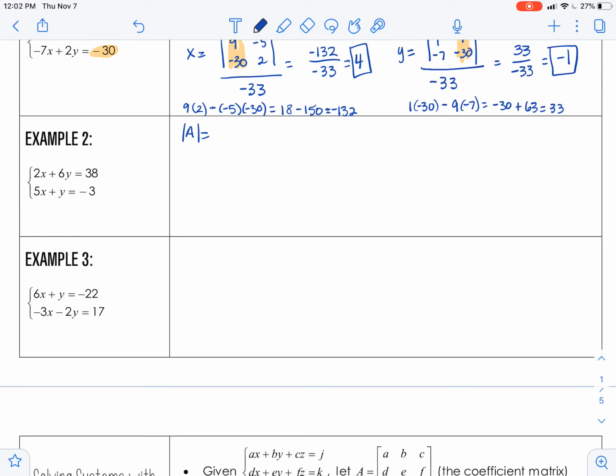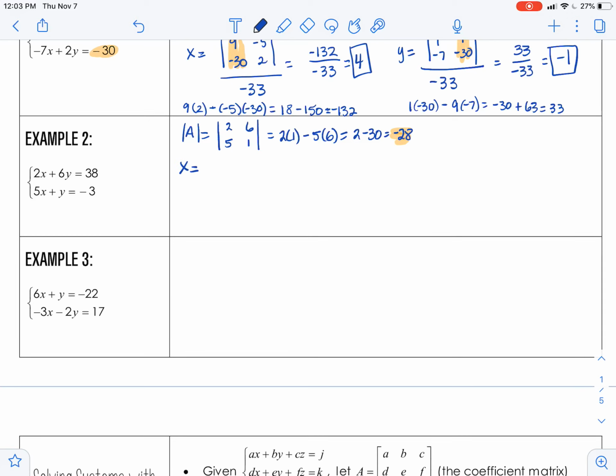And your determinant for A is just your coefficients of your X and your coefficients of your Y. Okay? And then again, we're going to do AD minus BC. So 2 times 1 minus 5 times 6. So that is 2 minus 30, which is a negative 28. So that number is my determinant of A. It's not 0, so I can continue on.